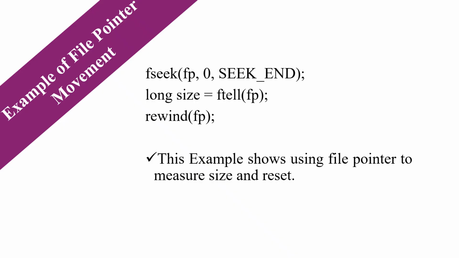And the third one is rewind(fp). This sends the pointer back to the beginning of the file, so we can start reading or writing from the start again. So this short example does two things: it measures the size of the file, then resets the pointer. These are very common tasks when dealing with files, especially in situations like reading a file completely into memory or showing its file statistics.